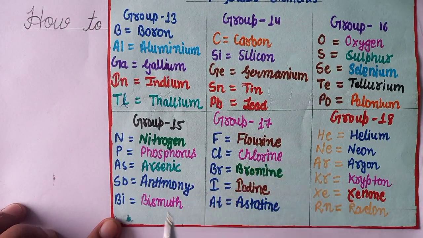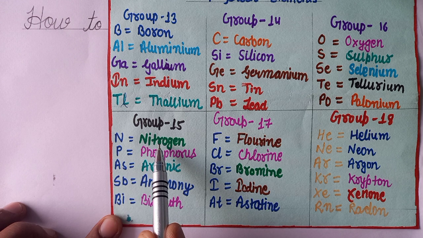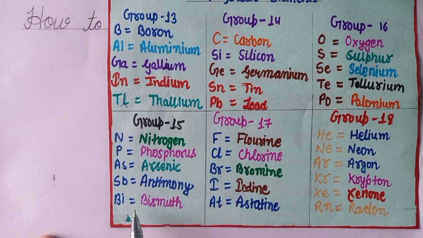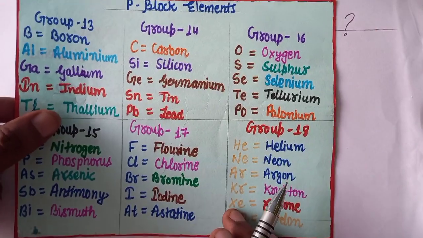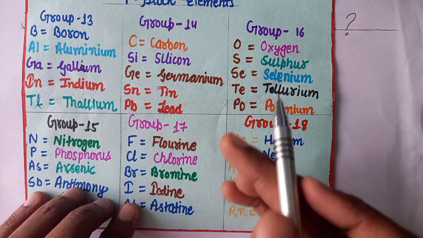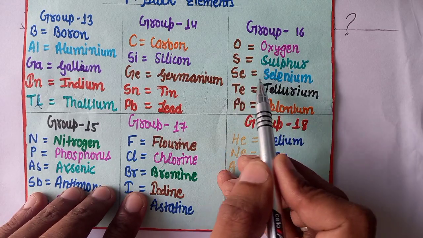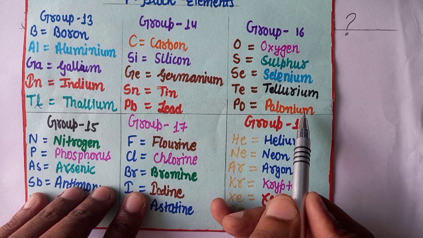Elements of group 15 are N for nitrogen, P for phosphorus, As for arsenic, Bi for bismuth. Similarly, elements of group 16 are O for oxygen, S for sulfur, Se for selenium, Te for tellurium, Po for polonium.